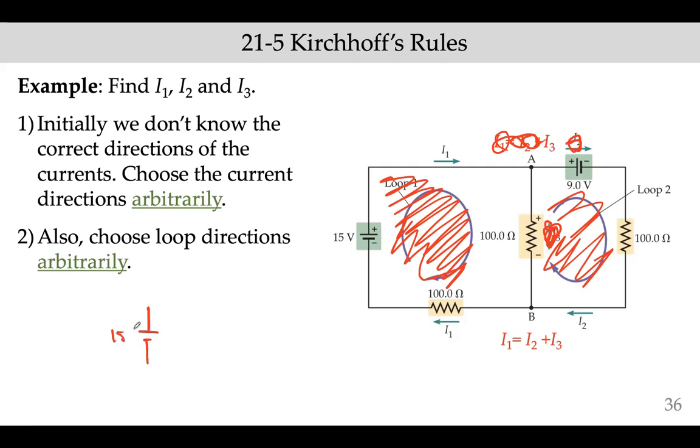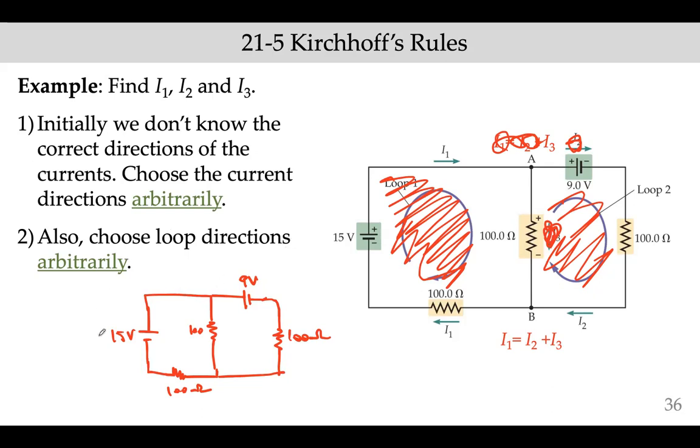So 15 volts, and there's this 100 ohm resistor, and another resistor here. This is 100 ohms. And we have another battery here, so this is 9 volts, and another resistor here, which is 100 ohms again. So the question will be only like this. The loop directions will not be shown, and the current directions will not be shown.